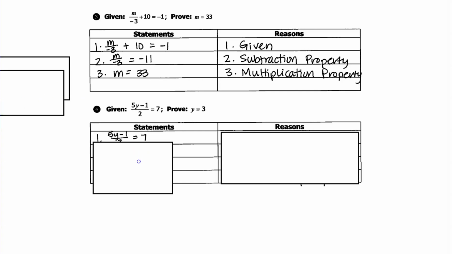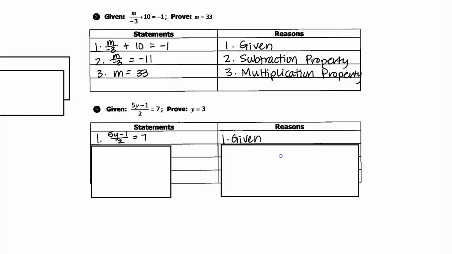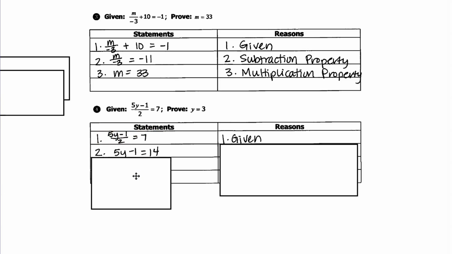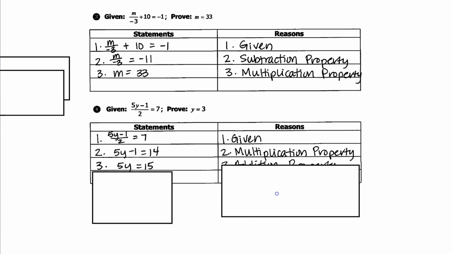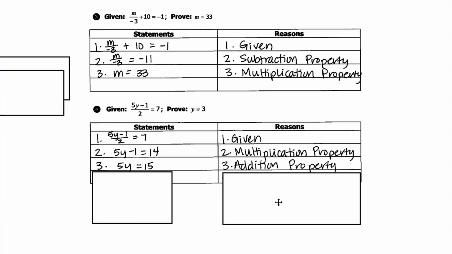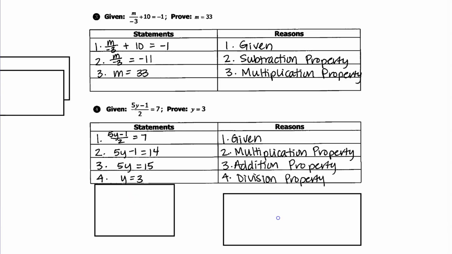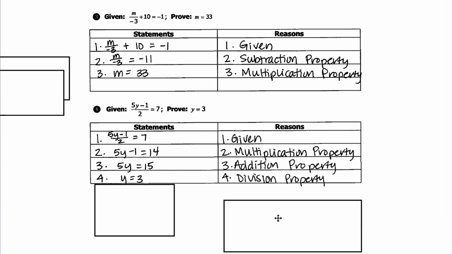Once again, number 4, you're going to write down your given with the reason given. So the problem with this one is that the 2 is hanging out in the denominator again. So we're going to multiply by 2 on both sides, giving us 5y minus 1 equals 14. That's the multiplication property. We're then going to add 1 to both sides. That's the addition property. Then we divide by 5, which gives us y equals 3.